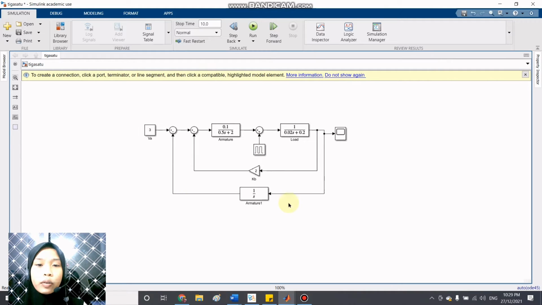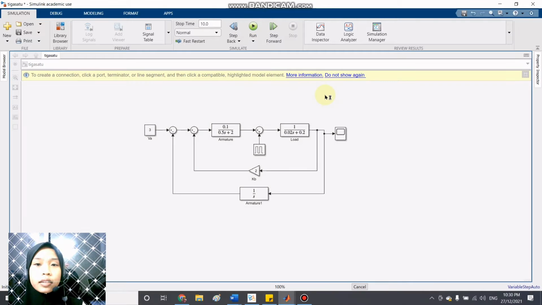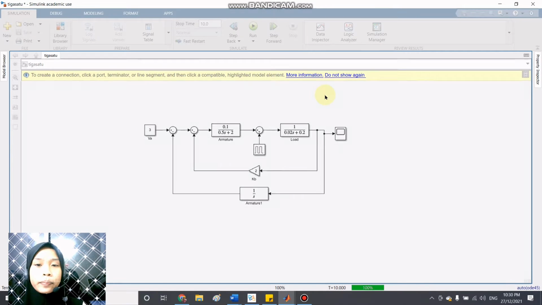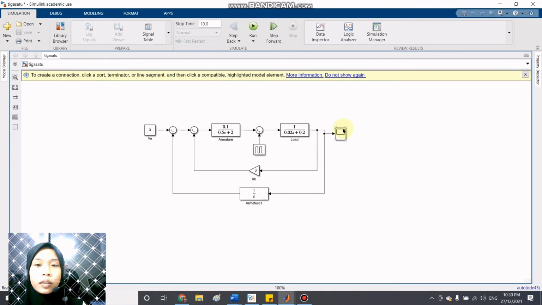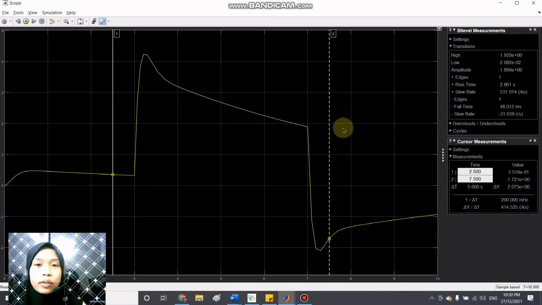For the feedback control, we add the transfer function here and connect it with the scope and the plus minus here. Then we put the transfer function as 1 over s, and we run the plot diagram. We double click the scope, and this is the final result for 3.1.